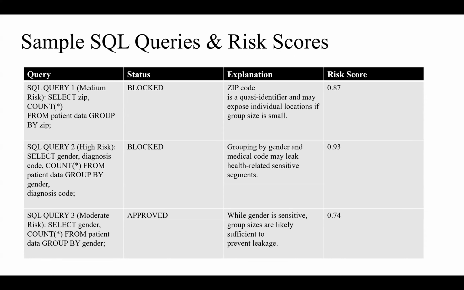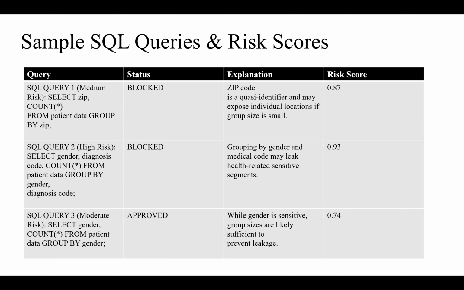When I run the queries through the AI framework, I set a threshold of 0.85. This threshold can be increased or decreased based on the requirements. As you can see here, I have three queries as examples.